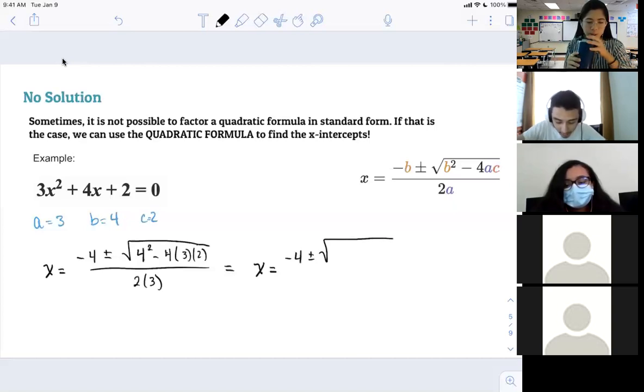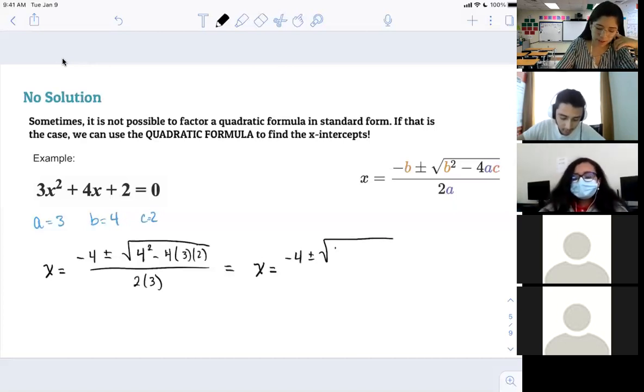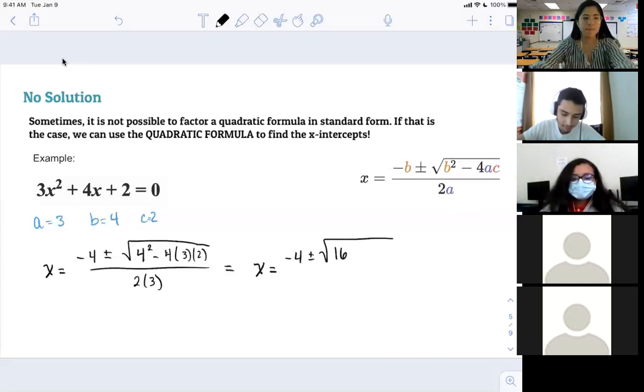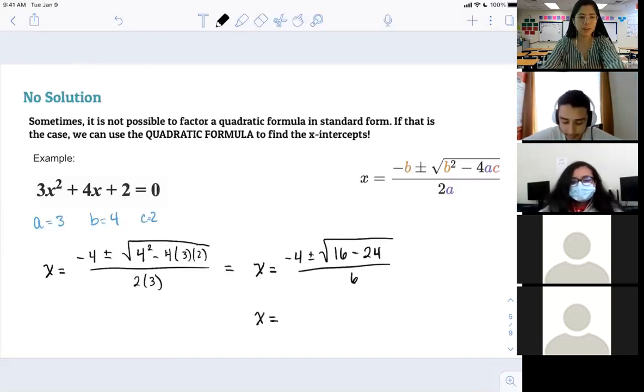4 to the power of 2. 16. And then what is the 4 times 3 times 2? 24. So I have 16 minus 24 over 6. And this goes for anybody. What is 16 minus 24?